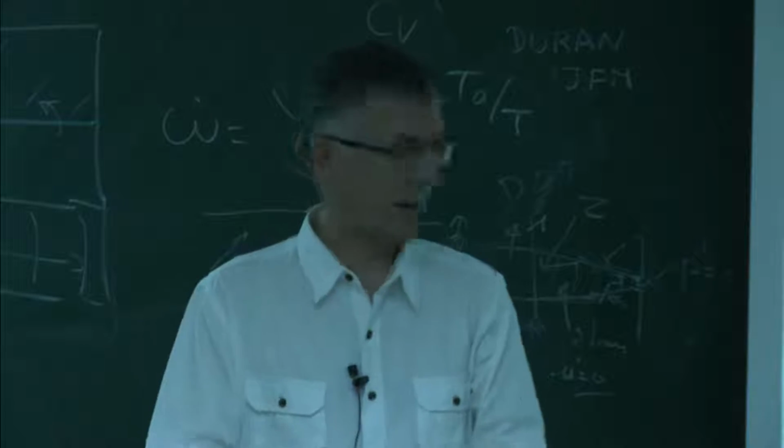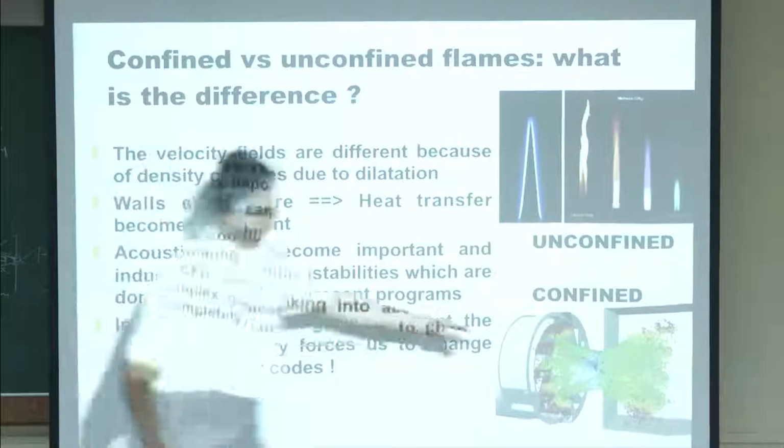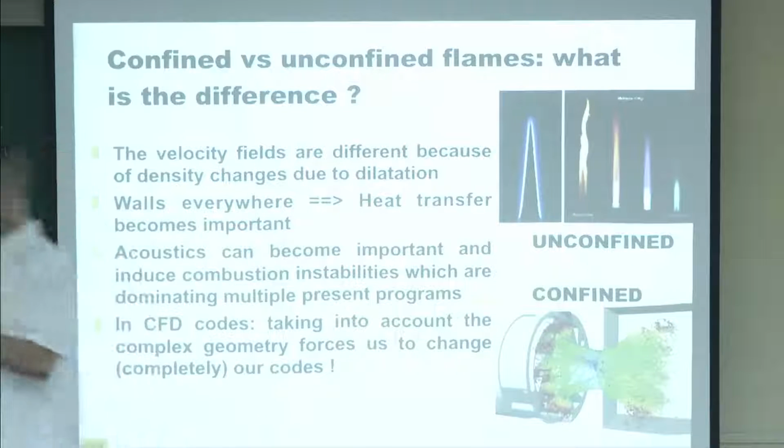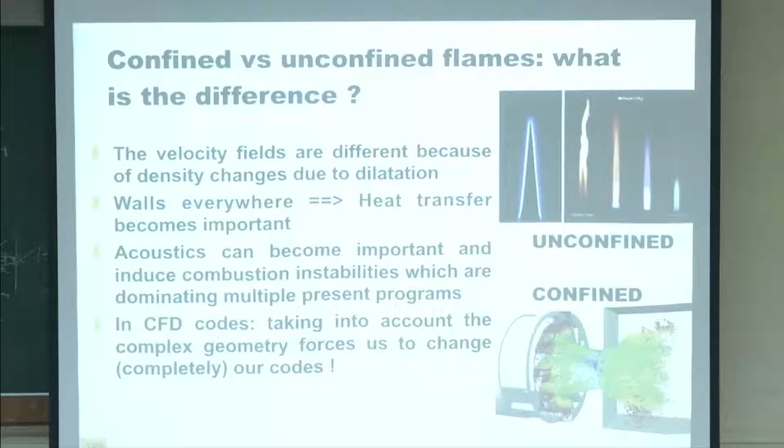If the flame is confined, like a flame in this one, which is a swirler here, the flame will touch the walls everywhere, and we'll have to worry about the interaction between the flames and the walls. And that's going to be a big topic. But that's not the most important problem for us.